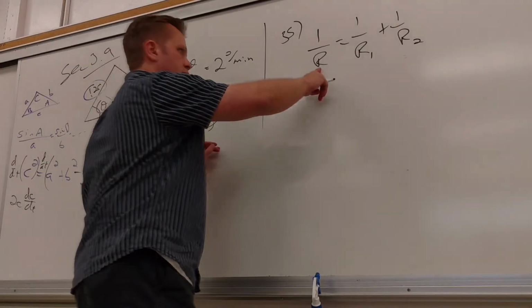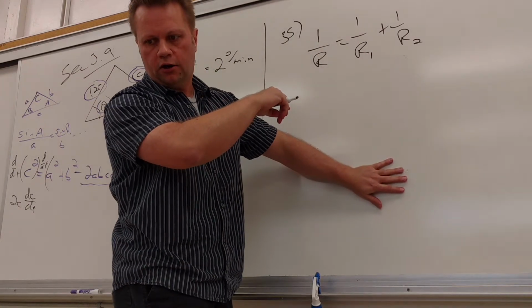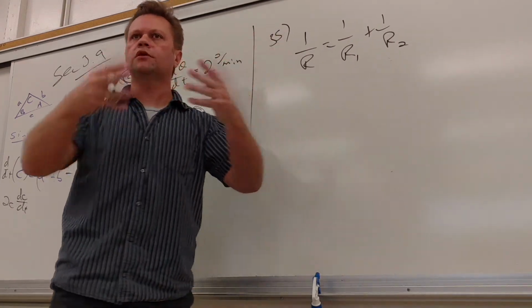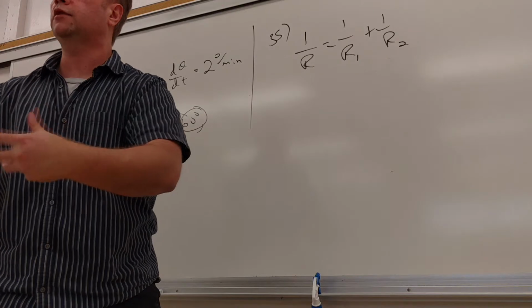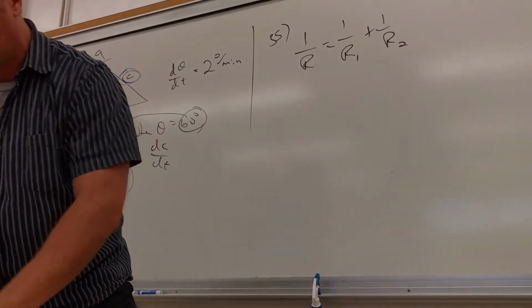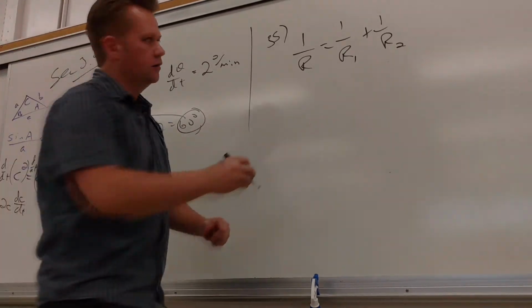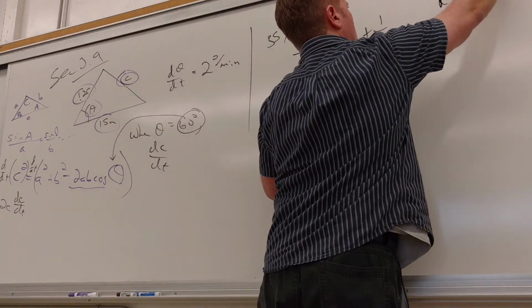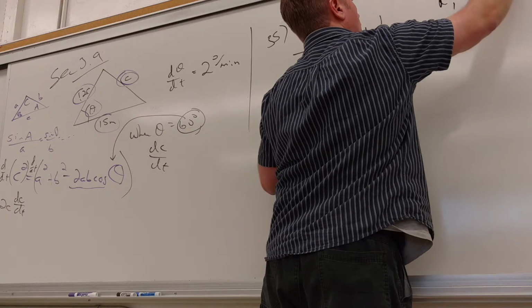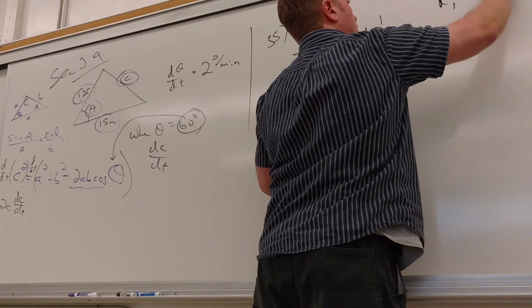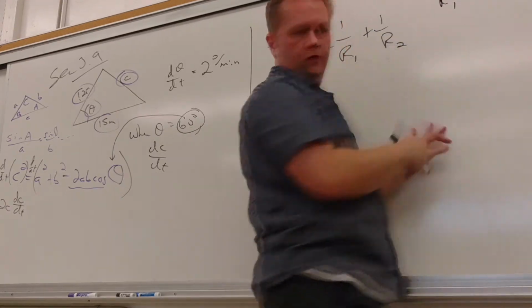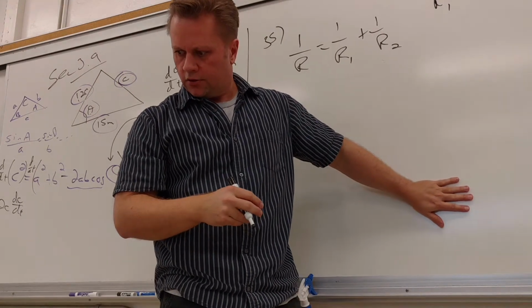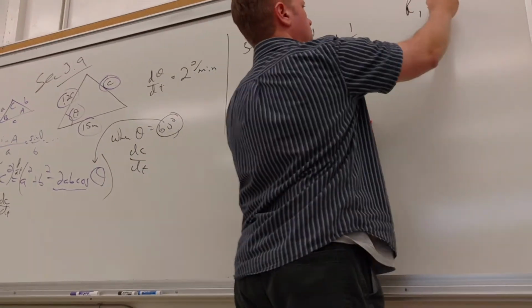How fast is the total resistance changing when R1 is 80 and R2 is 100? So this is a very direct problem. I love this problem. You guys do this problem right now. They tell you that R1 is changing at a rate of 0.3 ohms per second.